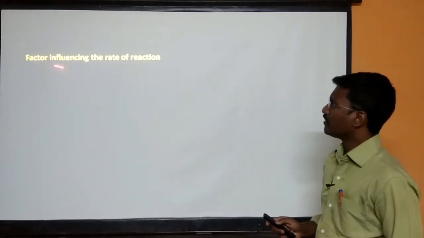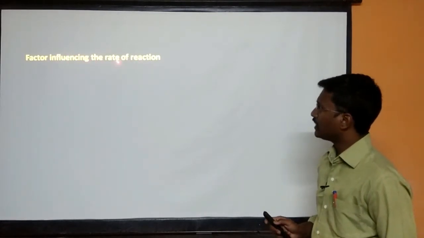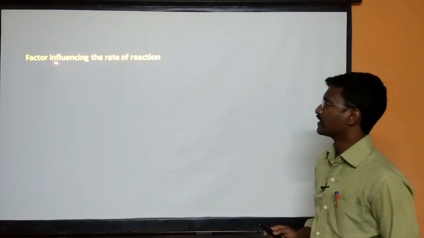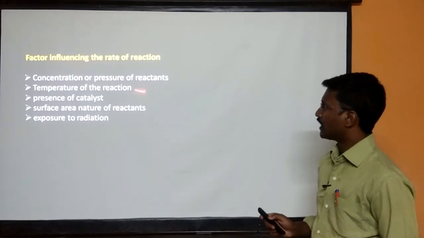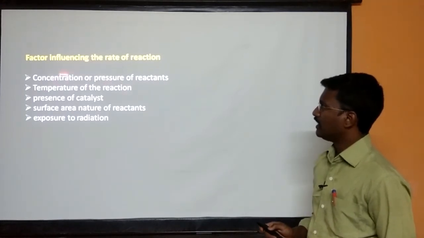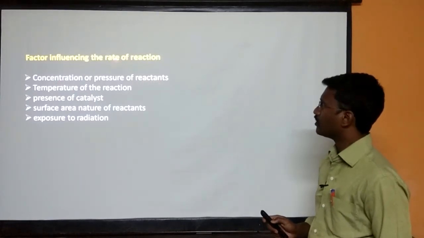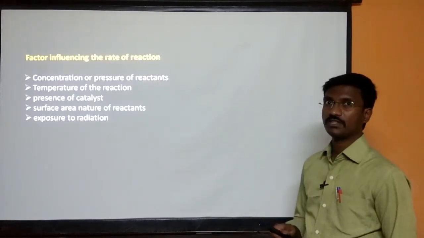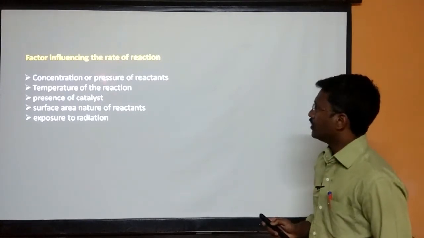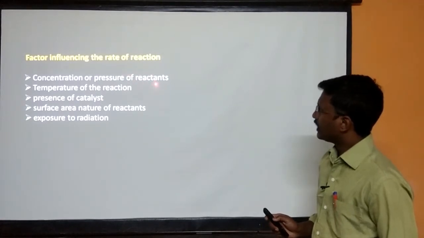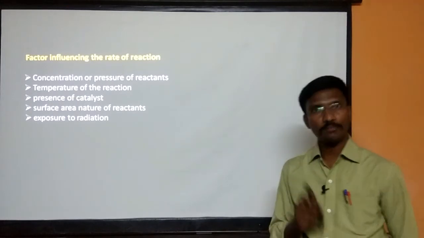What are the factors influencing the rate of reaction? Some factors may increase the rate of reaction. For example, the first one is the concentration of a reactant or pressure of the reactant. Initially, the concentration of the reactant is more. As the concentration of reactant is more, the rate of the reaction will be faster. Means the reaction is fast. If the pressure is more, the reactant will be faster to form the product.